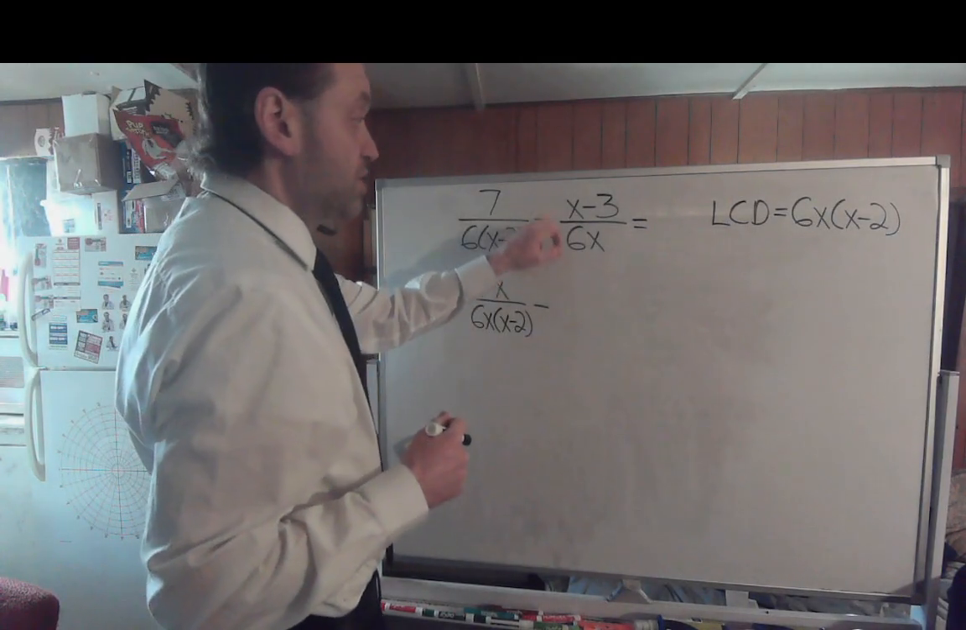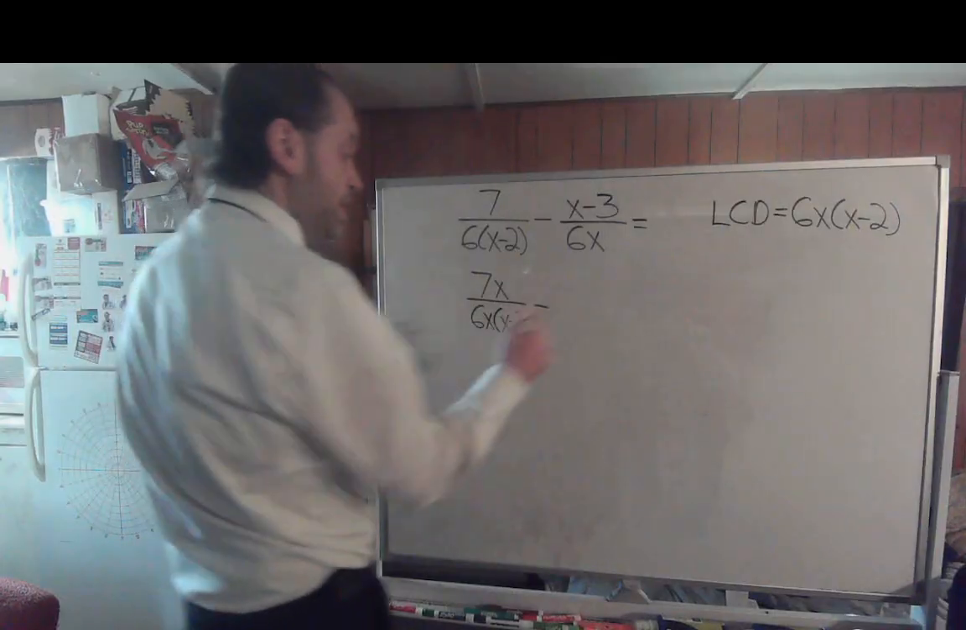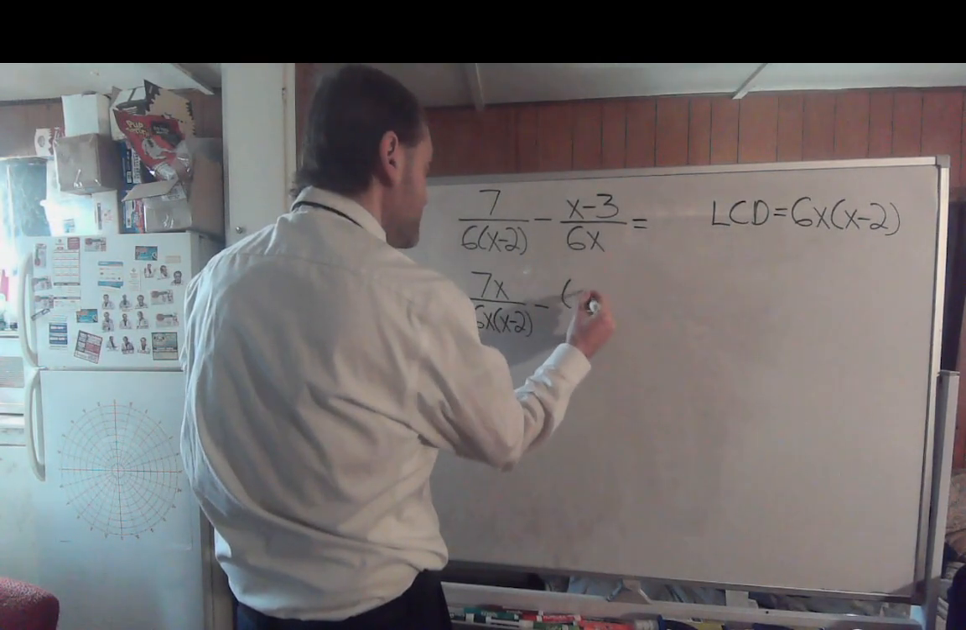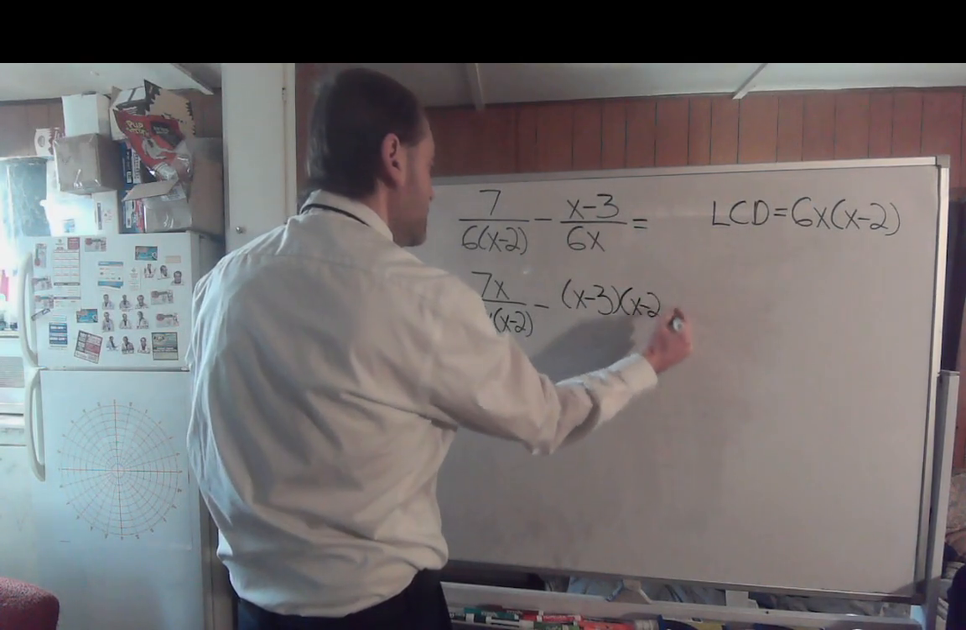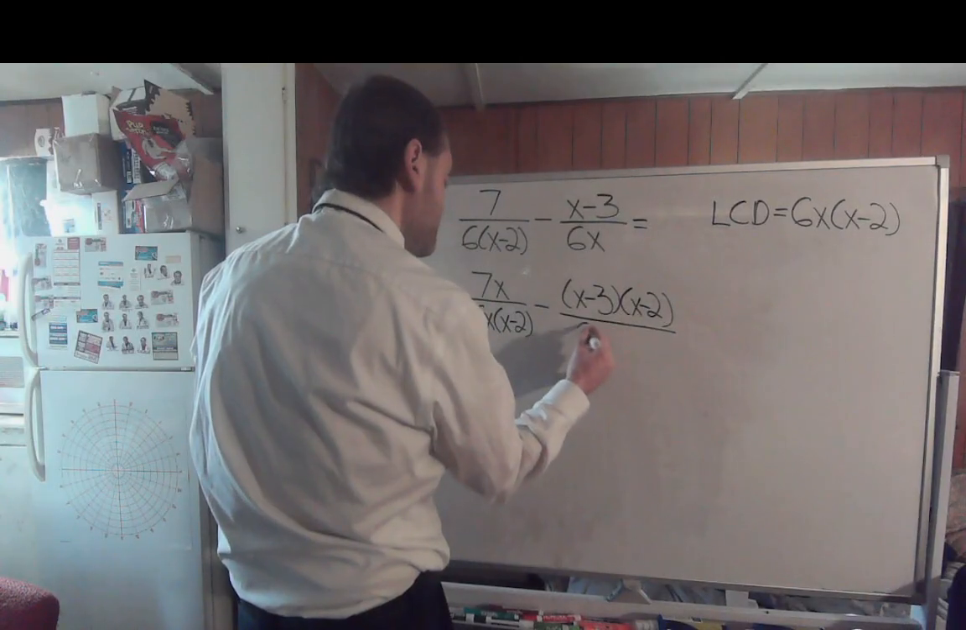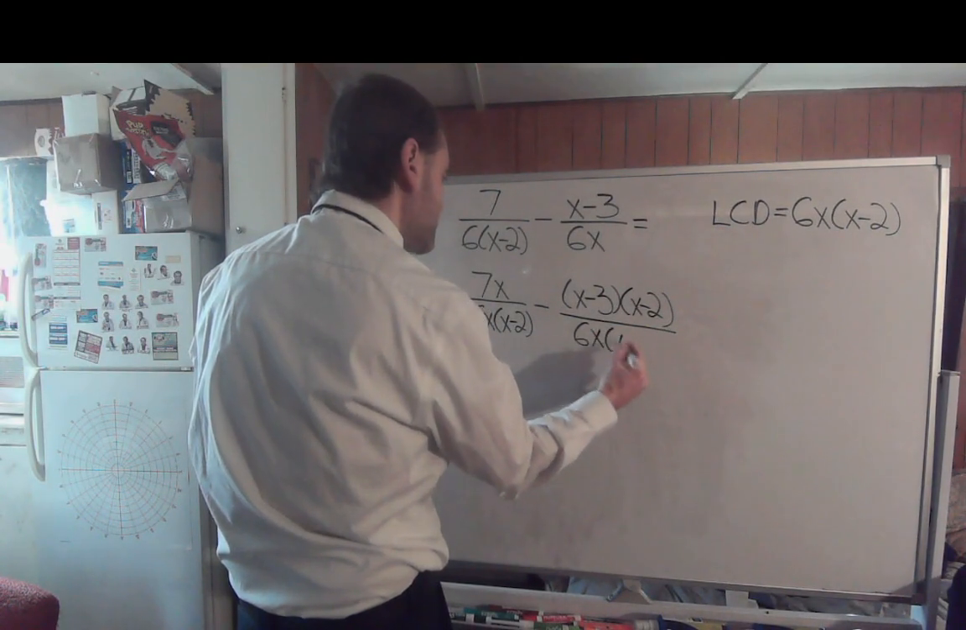now for your second term, you just need to multiply numerator and denominator by x minus 2. So this would be minus x minus 3 times x minus 2 over 6x times x minus 2.